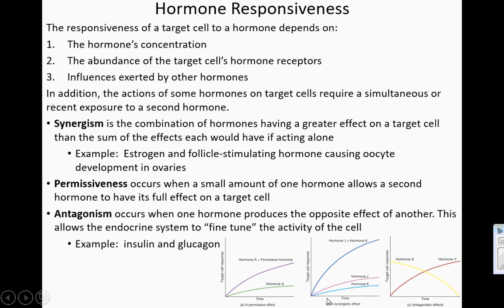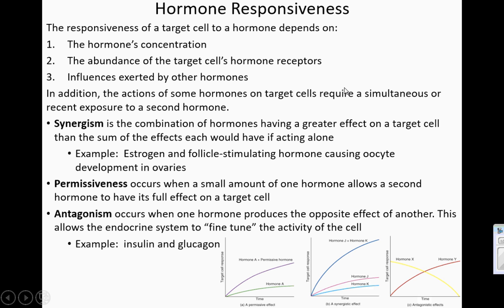Individually, if they are produced and released, they have a pretty minimal effect or response on the target cell. But if they're released together, look at the response. It's very significant. So synergism is a combination of hormones having a greater effect on a target cell than the sum of the effects each would have if acting alone. If you added J and K up by themselves, the response would be just here. But when you actually add them together, they produce a great response.